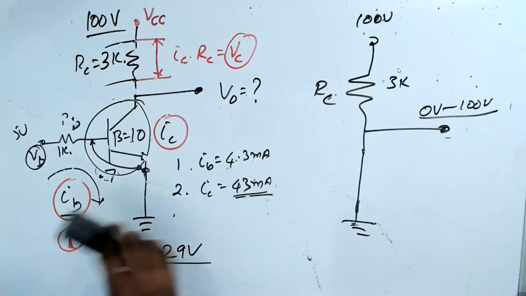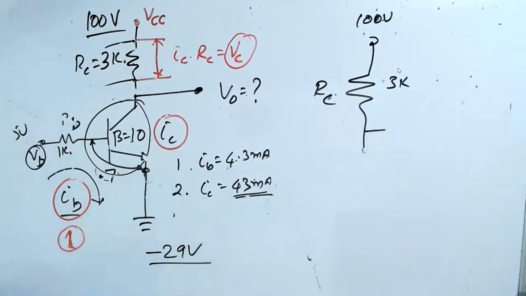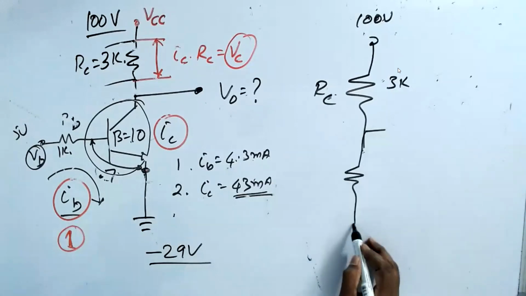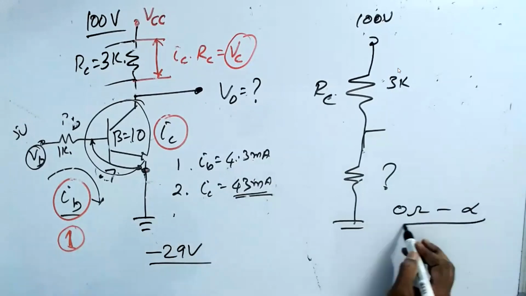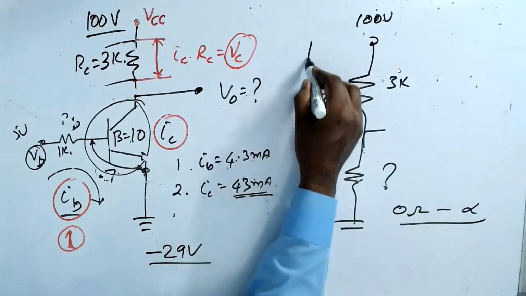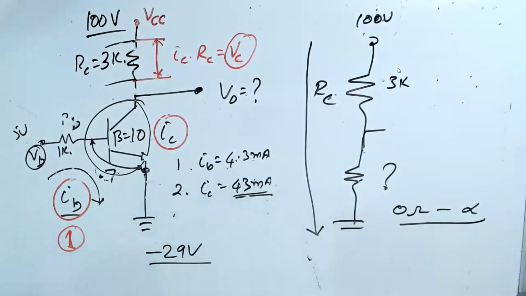Now I ask you one more question. Here, I do not know the resistor. It can be 0 ohm or it can be infinity. Now tell me, what is the maximum current that can flow through the circuit? Can anybody tell me? I don't know this resistor. This can be 0 to infinity. What is the maximum current that can flow through the circuit?